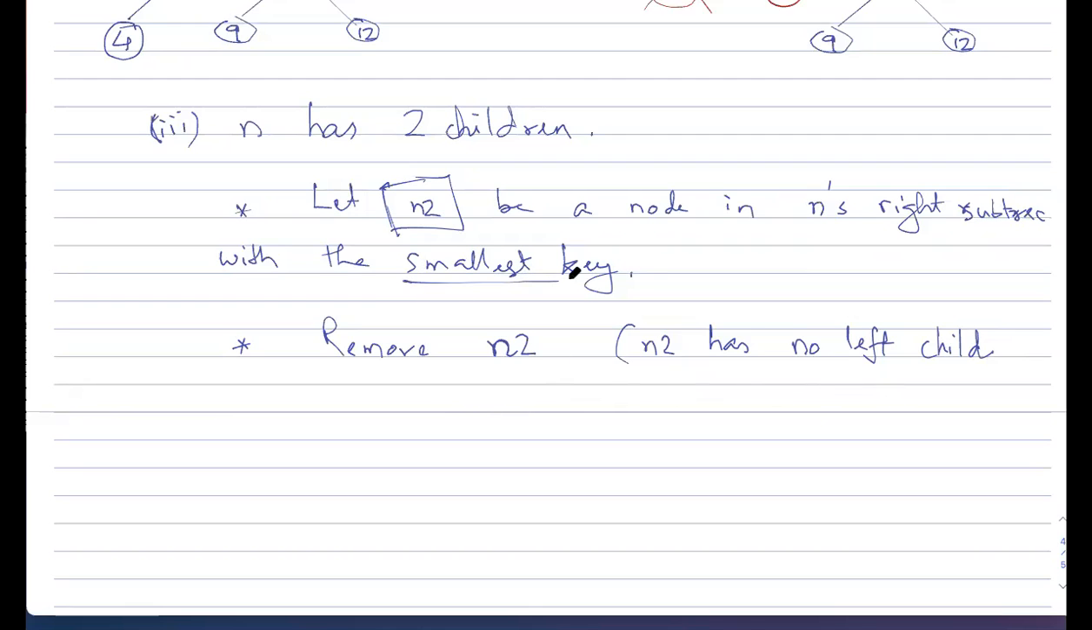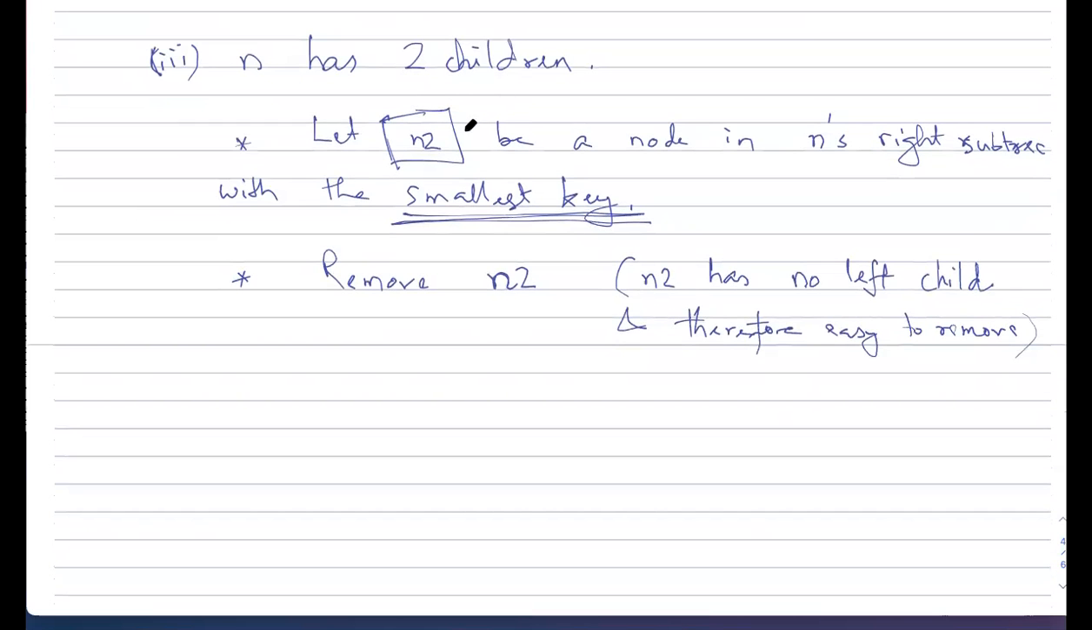Because on the right subtree you're looking for the smallest key. Remember that when you're looking for the smallest key, you keep walking down till you hit the null pointer. So it will be a node with no left child, and therefore easy to remove. So instead of trying to remove n, which has two children and is more complicated, we are trying to find something else to remove, which is easier to remove.